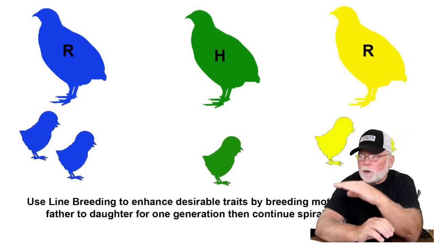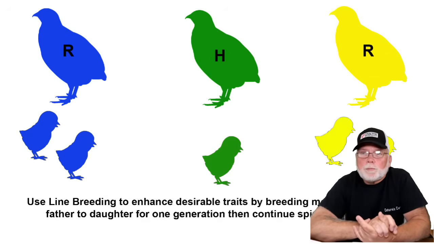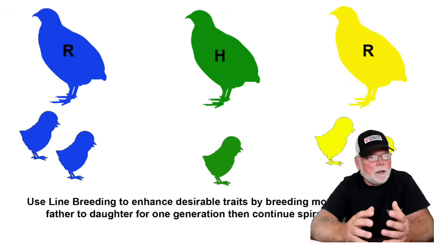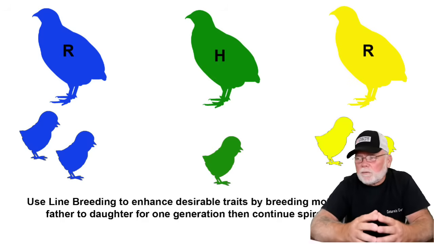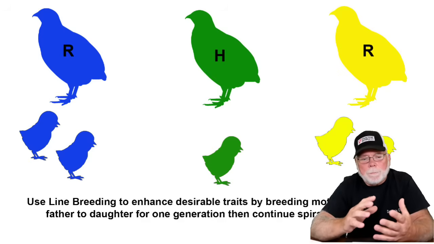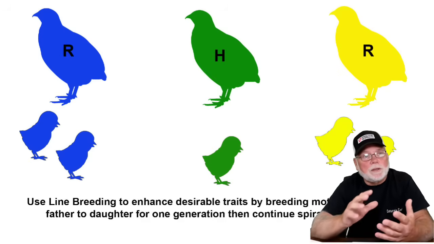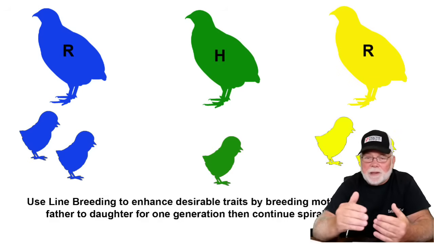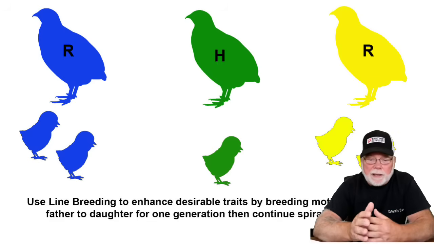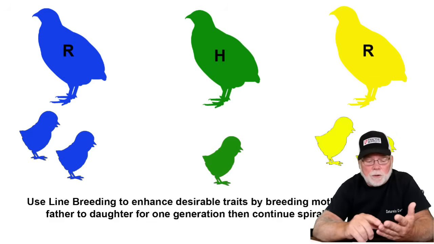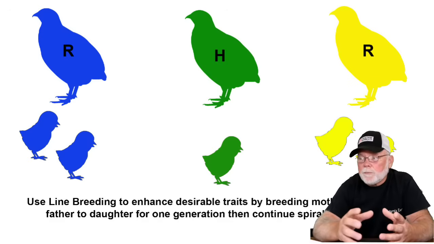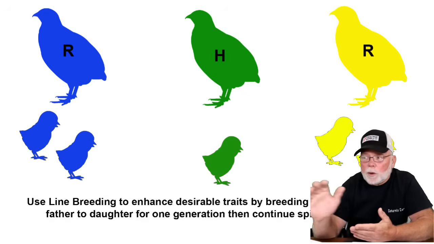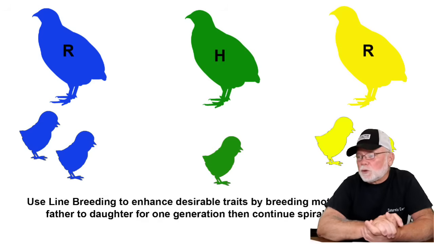But as far as line breeding, say you produce a chick that has some really nice color or markings, and you want to make sure that is stabilized in that line. What you can do is line breed, and that is basically breeding along a line. It would be like breeding mother to son or father to daughter, and that's just going to reinforce the genetic makeup of whatever trait you're looking to enforce.